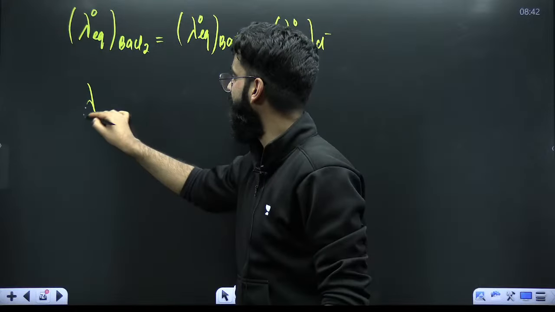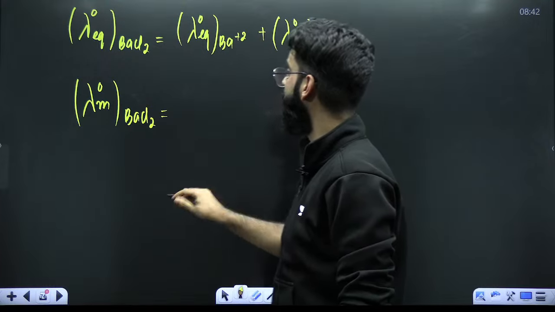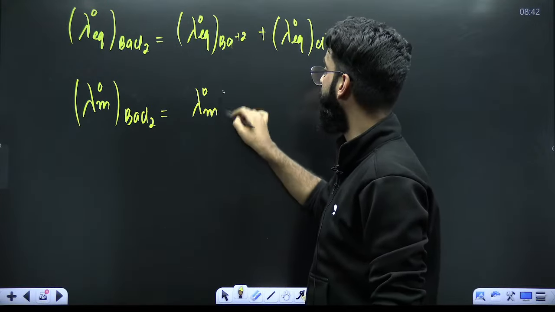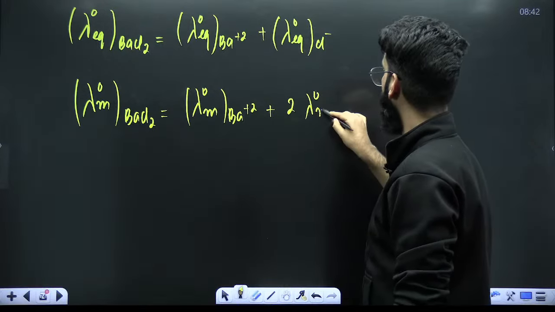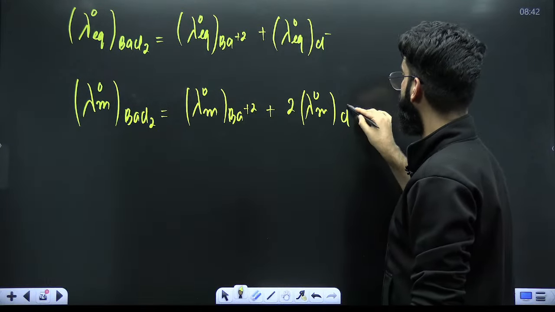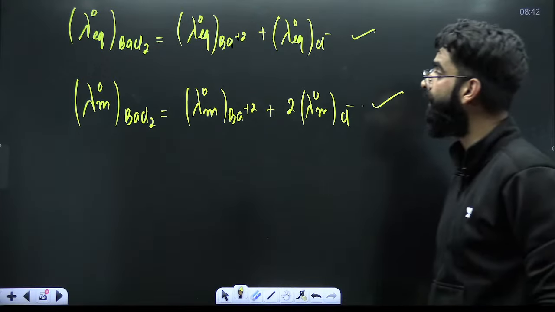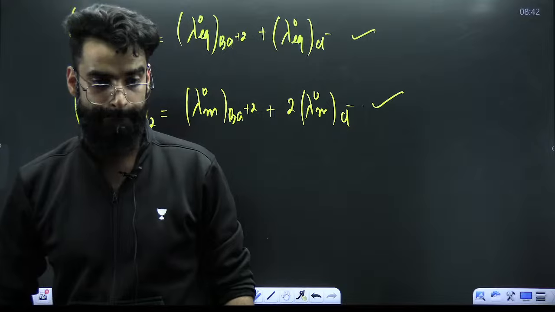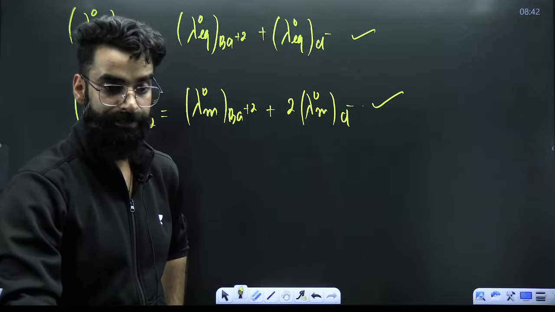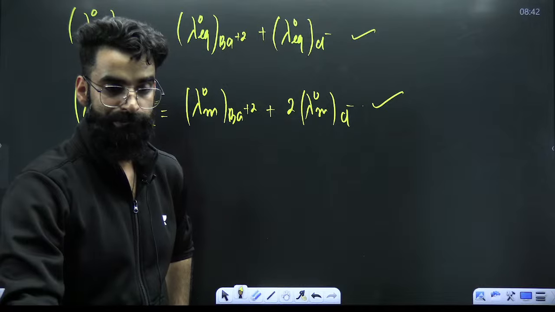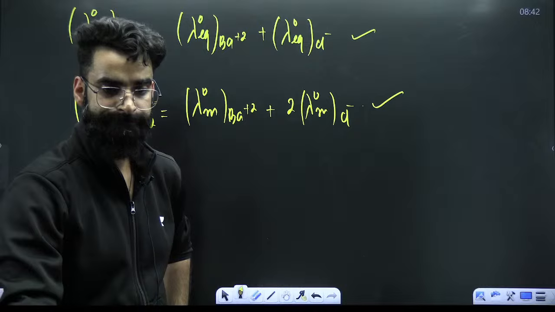But if you are writing molar conductivity at infinite dilution for BaCl2, you will be writing lambda naught m of Ba2+ plus 2 times lambda naught m of Cl-. I hope these two statements are clear to you. Perfect, guys?